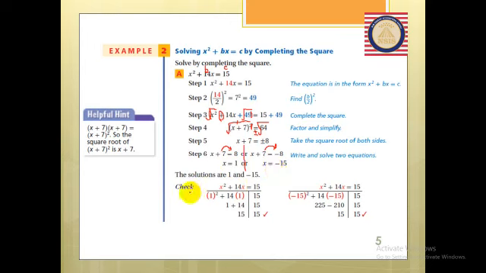Then I can check. How can I check? I'm going to take the values of the solution and substitute them in the equation. Then I will find that the left hand side equals the right hand side. Okay?